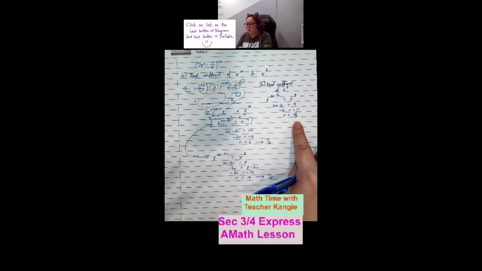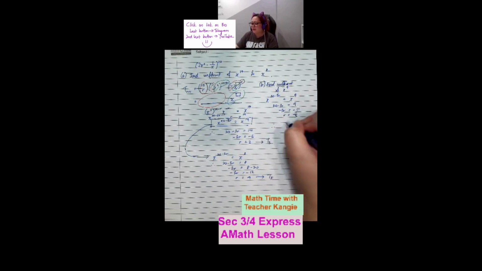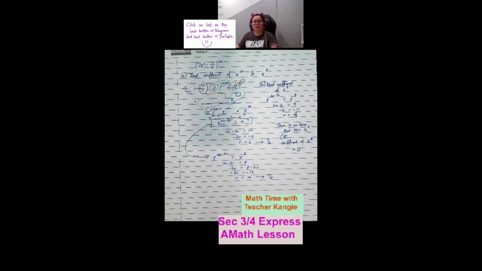So when such a situation happens, check your working first. Make sure that it's really non-integer. And when you confirm and guarantee that it is non-integer, it simply means that, oh, so therefore there is no term that has x to the power of 9. Or you can just straight away say the coefficient, or you can write it, the coefficient of x to the power of 9 is equal to 0. Because there's no such term, it means that the coefficient is 0. You understand?